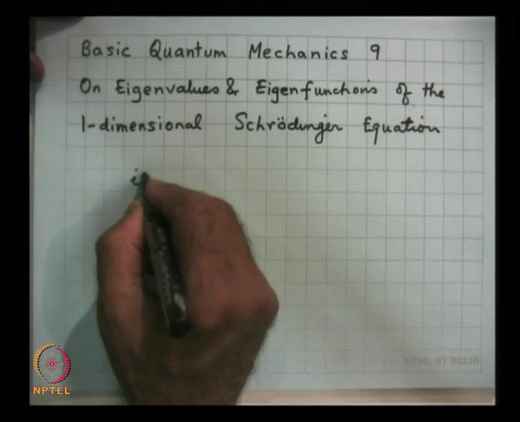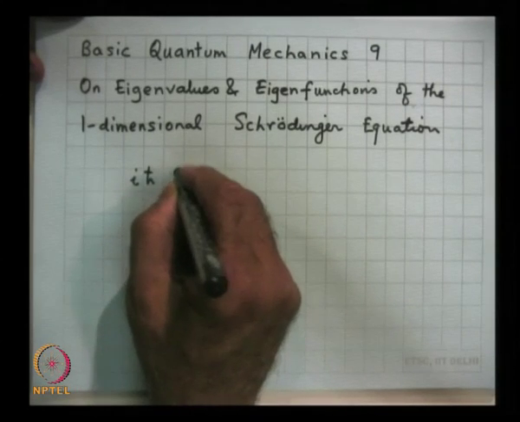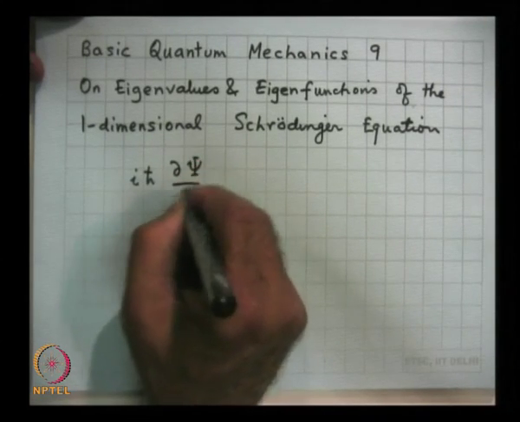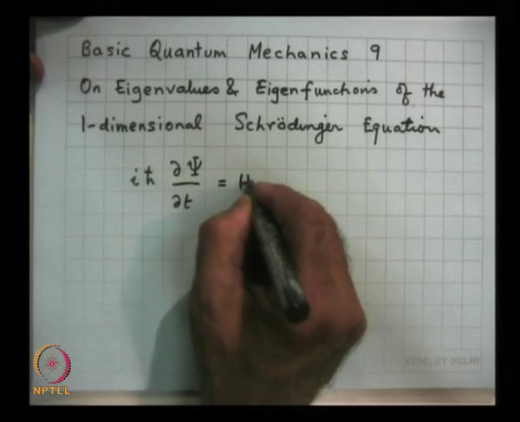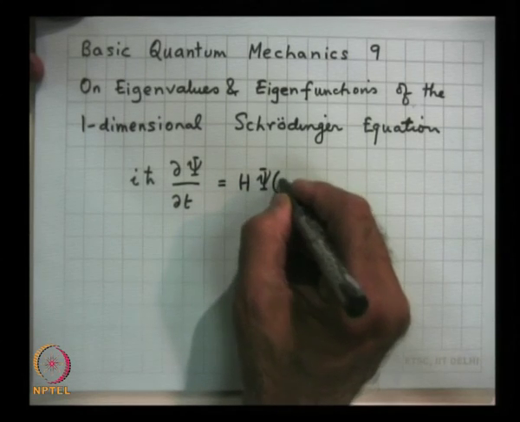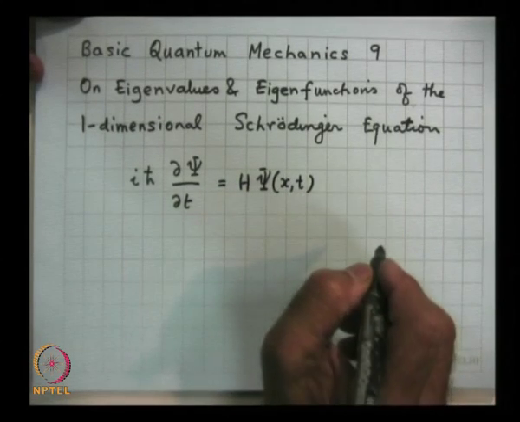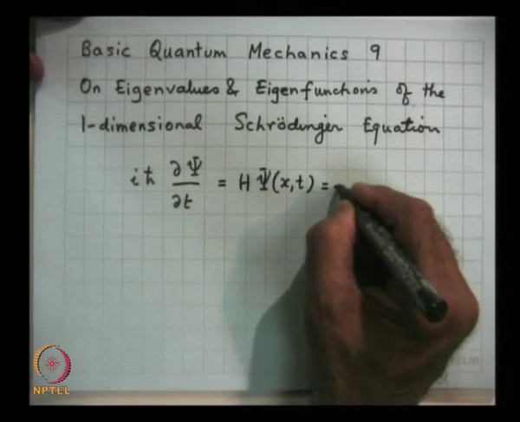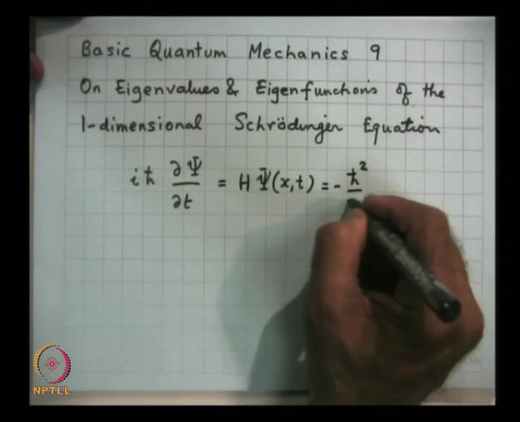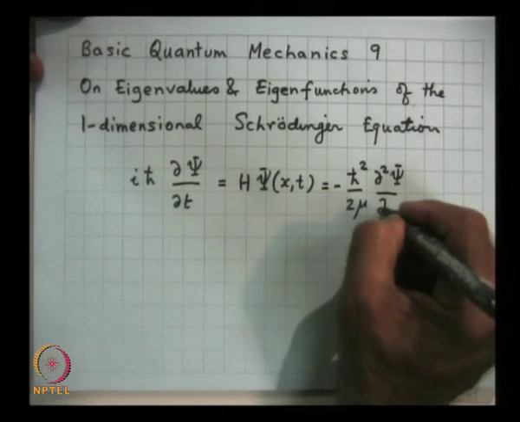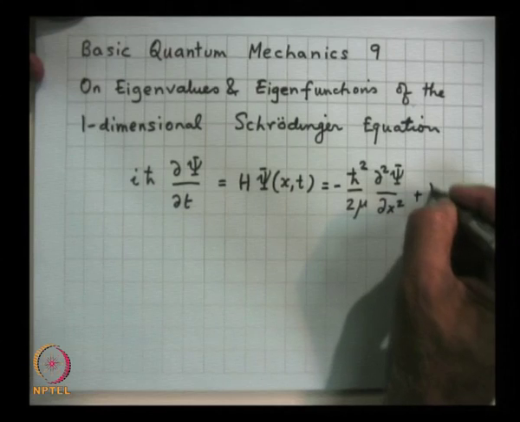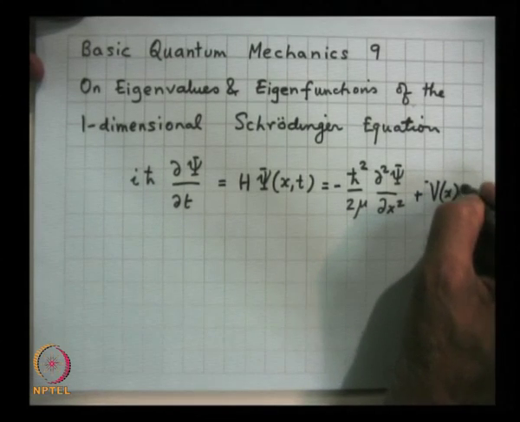So, as we had discussed in our earlier lectures, the one-dimensional Schrodinger equation is given by i h cross delta psi by delta t is equal to H psi, where psi is a function of x and time, and H psi of x, t is equal to minus h cross square by 2 mu delta 2 psi by delta x square plus V of x times psi.